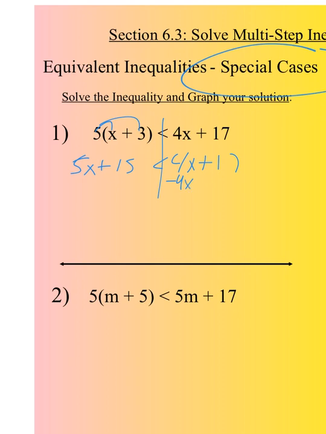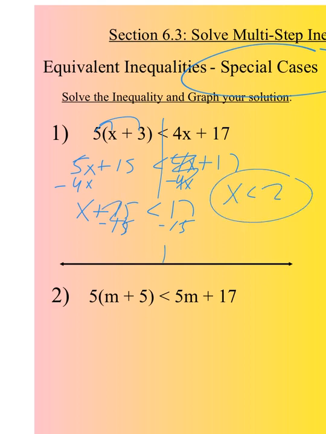So in this case, I'm going to subtract 4x from both sides. Could you subtract 5x? Yes, you definitely could. But in the end, you're going to have to move the x to the left side anyway, so it's kind of nice to do it right now. x plus 15 is less than 17. Last step is I got to subtract 15 from both sides. The 15s cancel over here, so x is less than 2.